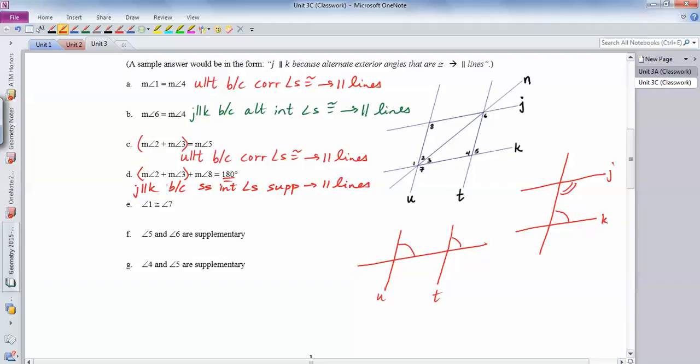Okay, and that's a valid reason. If it said congruent, then this wouldn't work. Those don't give you parallel lines. Okay, let's look at the next one.